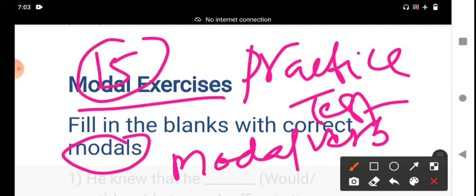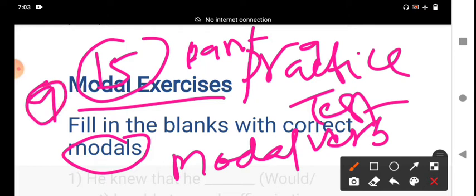Before starting this session, it is part number 9. Already we have completed 8 parts. In the last class I said it was part number 7, but I wrongly said that class was part number 8. You should understand, this class is part number 9 regarding modal verbs.